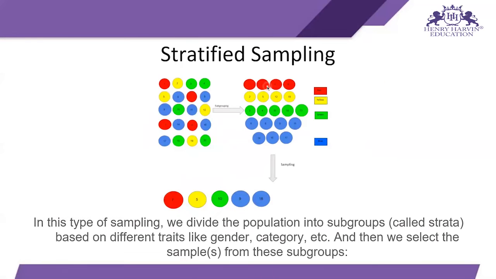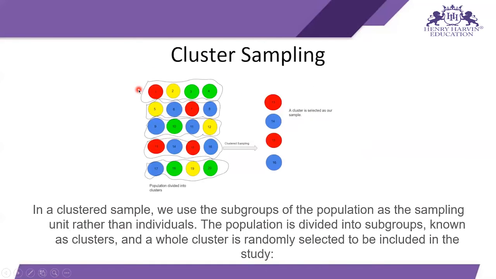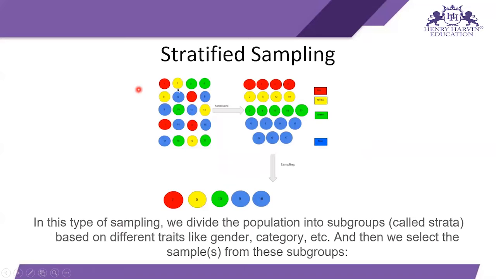Next comes the stratified sampling. In this type of sampling, we divide the population into subgroups called strata based on different traits like gender, category, etc. And then we select the samples from these subgroups. Now I have this data set, and I have to collect the sample data set from these 20 points.